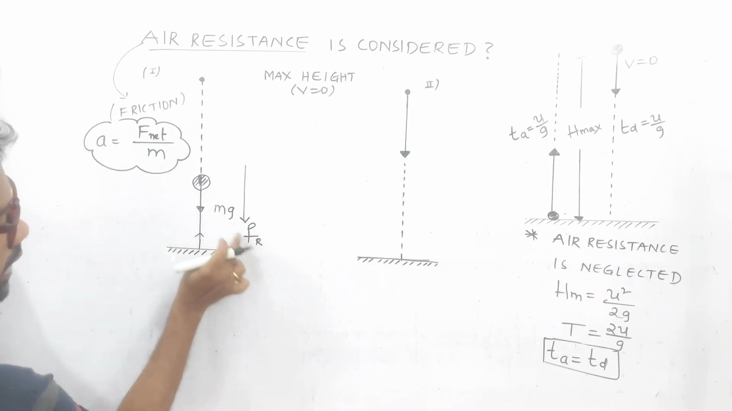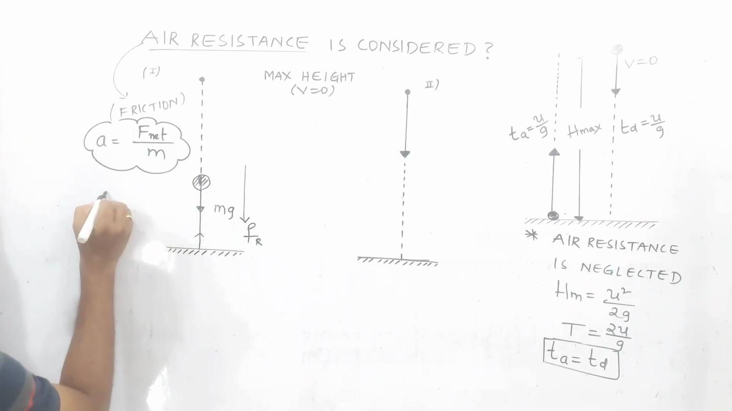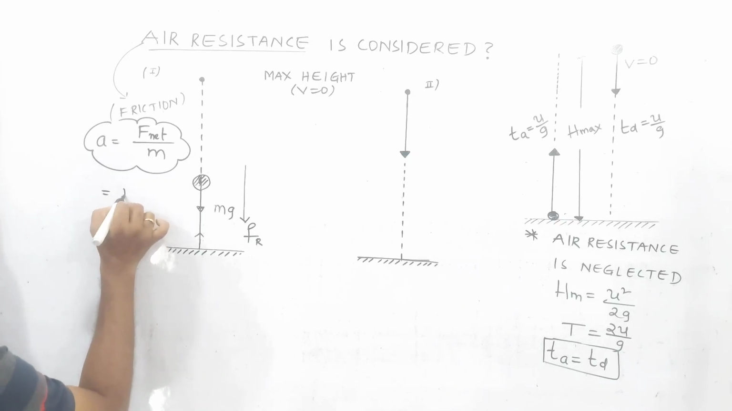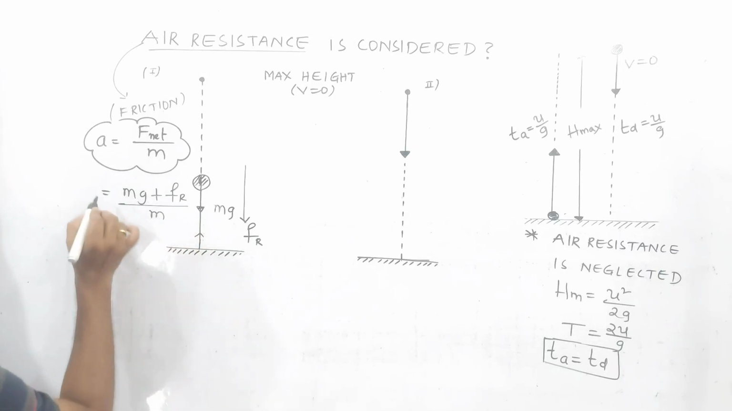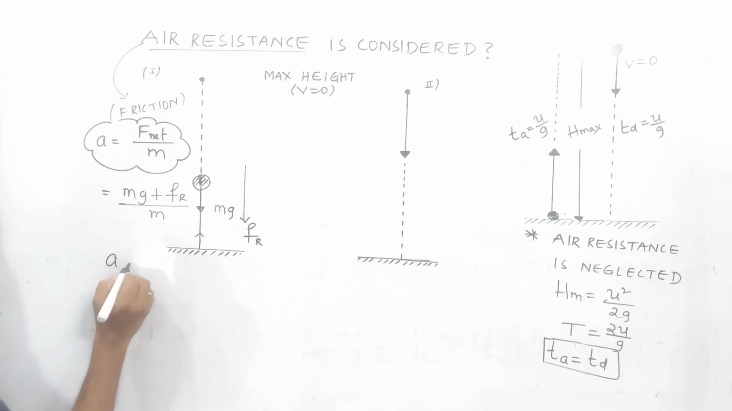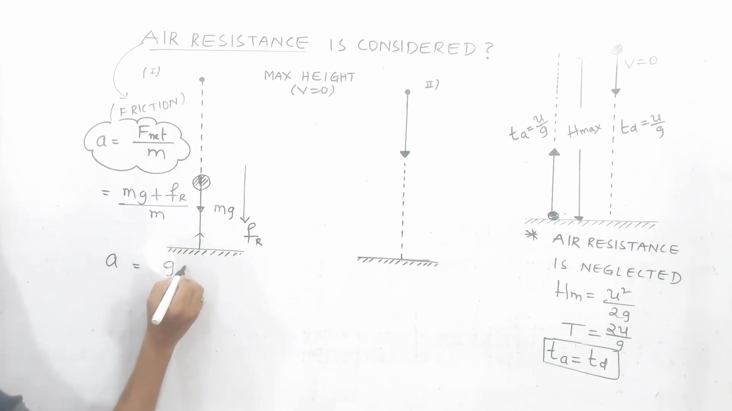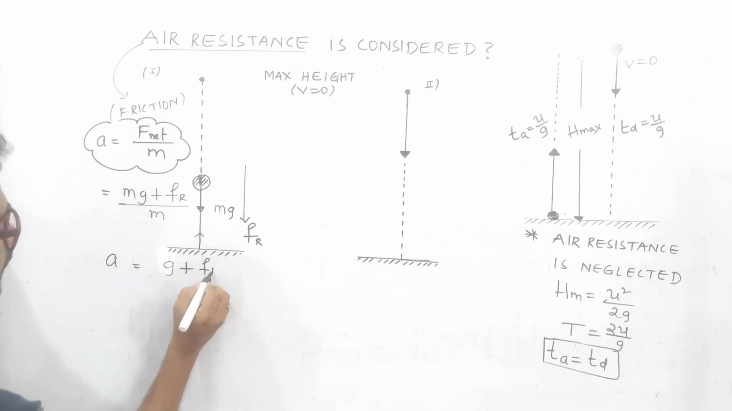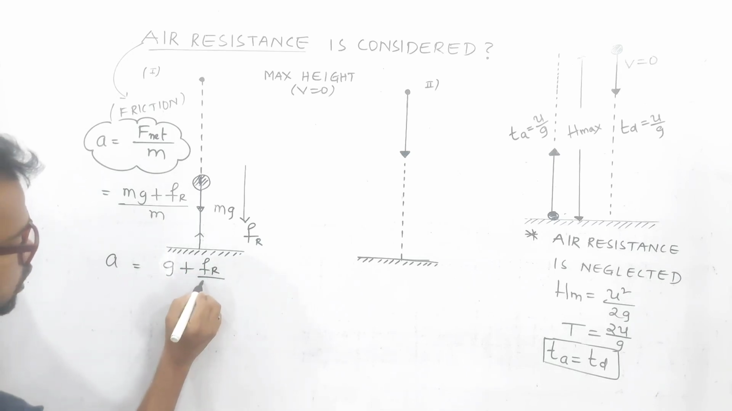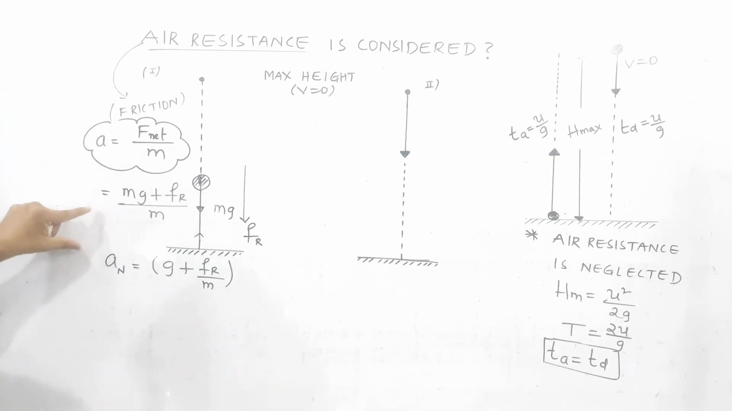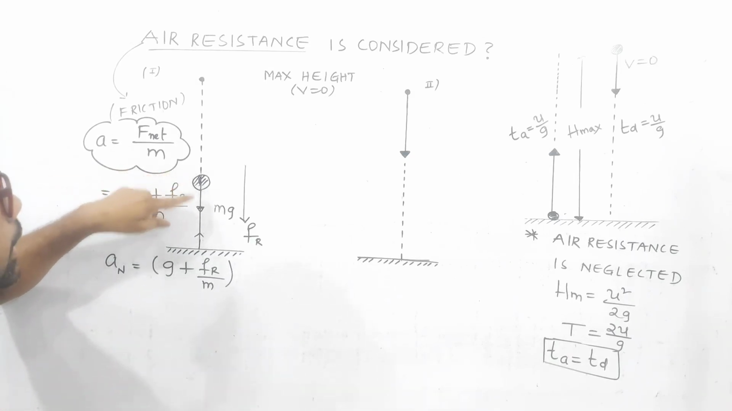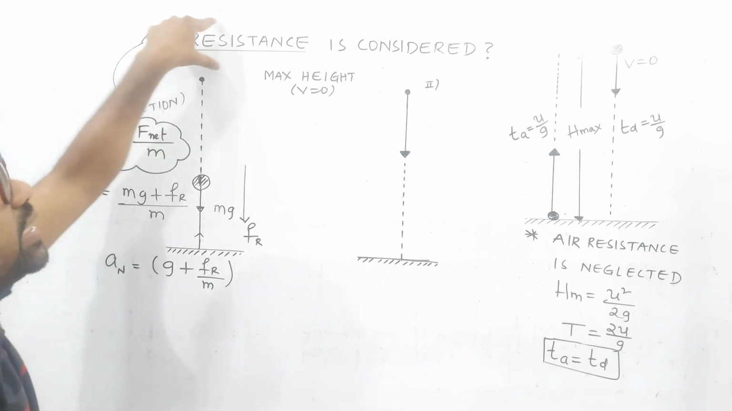Here both forces are acting in the vertically downward direction. So I can say here net force is equal to mg plus Fr, divided by m. This can also be written as a equals g plus Fr by m, where Fr is the frictional force. So this is the net acceleration acting on a body going vertically upward when air resistance is considered.